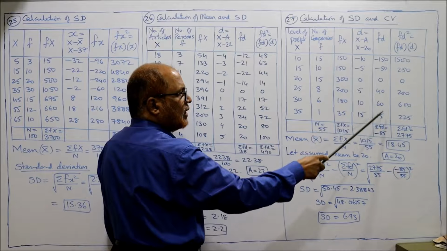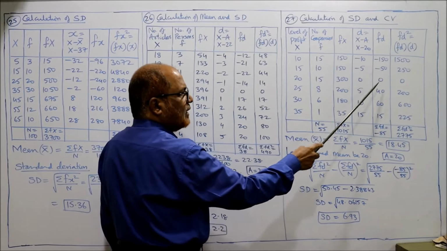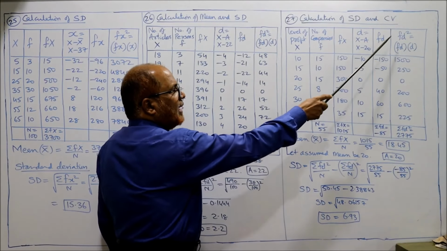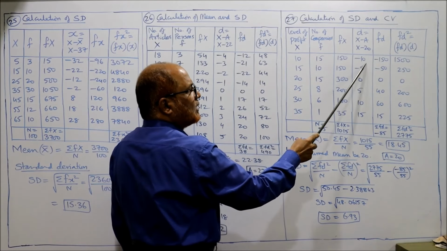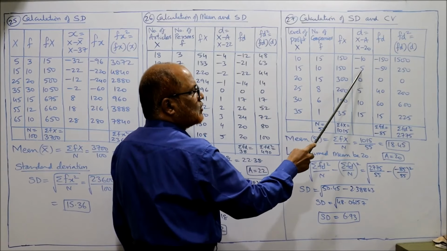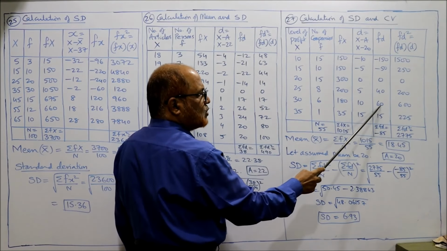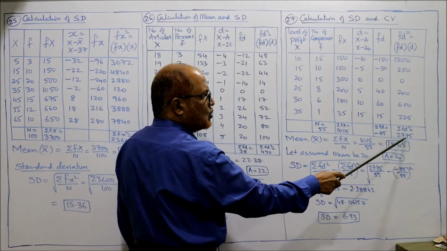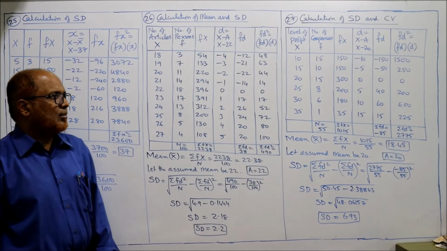तो टोटल कर दो fd का minus 150, minus 50, plus 40, plus 60, plus 15, minus 85. अब fd square, fd into d, 150 into 10, 1500, 50 into 5, 250, 0, 5 into 40, 200, 10 into 60, 600, 15 into 15, 225. The total is 2775. So we got summation fd square, we got summation fd.